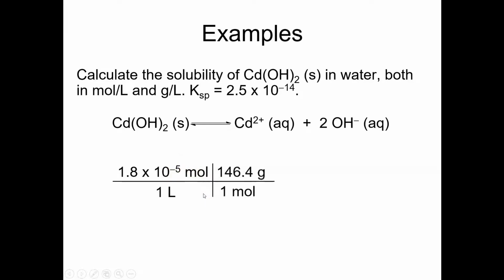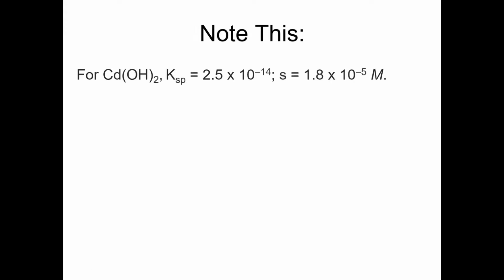Now we can multiply that by the molar mass of cadmium hydroxide, which is 146.4 grams per mole, and we get 2.6 times 10 to the minus third grams per liter. So about 2.5 milligrams of this compound will dissolve in a liter of water. All right, now here's the comparison I wanted to make.